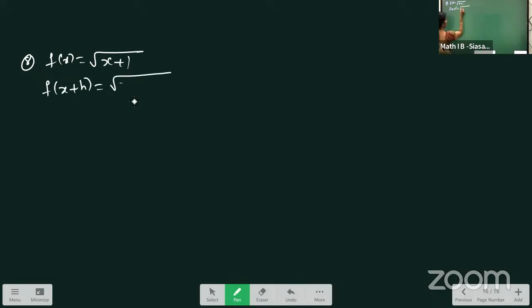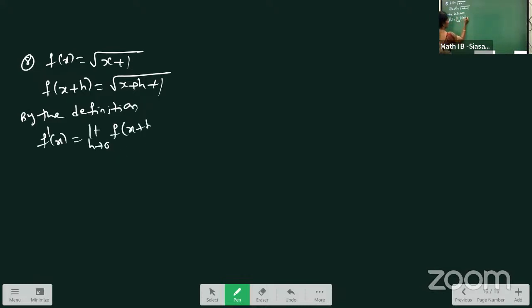If the question is f of x is equal to under root of x plus 1, find the derivative by first principle. Generally the derivative of root x plus 1 is 1 by 2 root of x plus 1, so that we have to get by using the formula. Immediately find f of x plus h, which is equal to under root of x plus h plus 1 as it is. Now by the definition or first principle, what is the definition? F dash x is equal to limit h tends to 0, f of x plus h minus f of x by h.